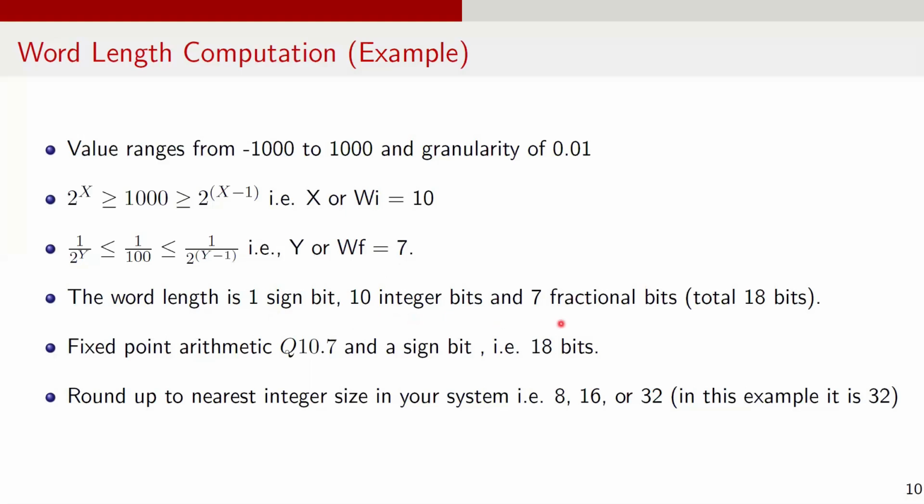That is 18 bits. For this application, a fixed point format of Qm.n is sufficiently good to get the required range and precision. Next, we round up to the nearest integer size in our system. That could be 8, 16, or 32. In this example, we round it to 32.